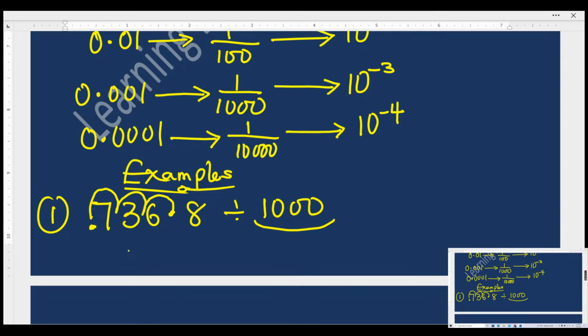So normally our answer should be 0.7368. Now, on the left side of this number, we should have 0. When you don't have any number there, you should have 0. So 736.8 divided by 1000 is equal to 0.7368.